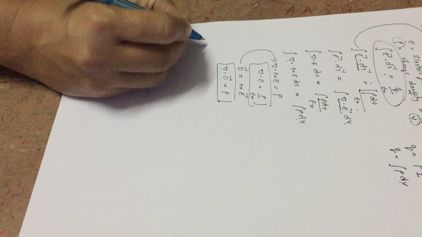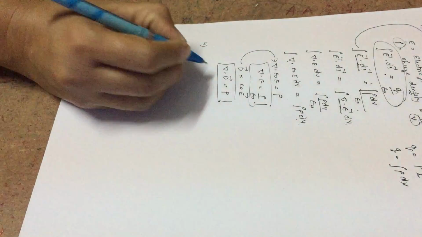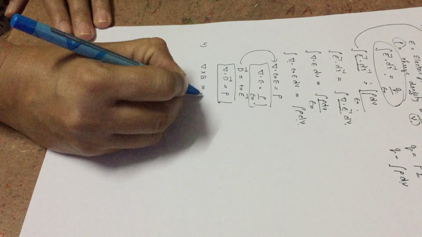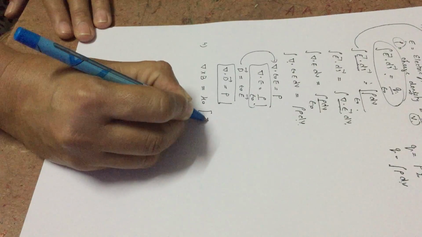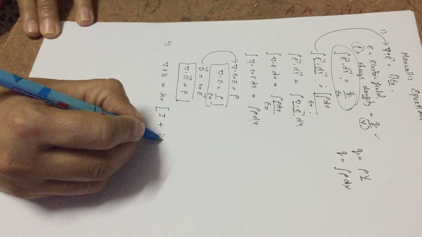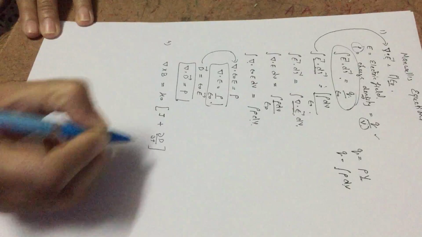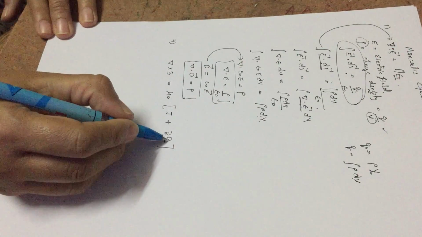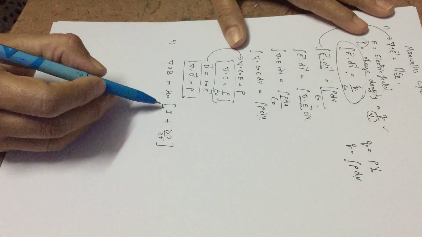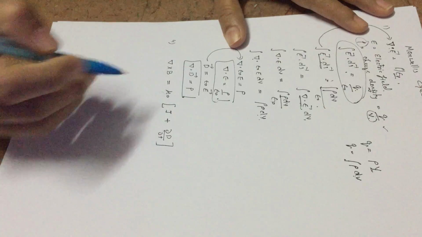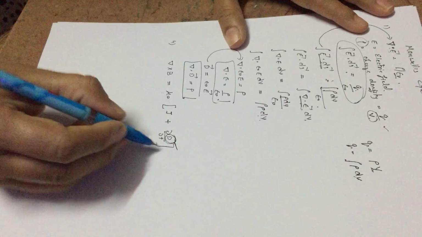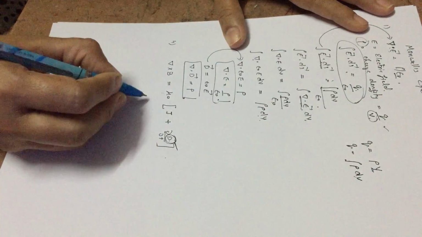Next, we are discussing our fourth Maxwell equation, that is del cross B is equal to mu naught times the current density plus the rate of change of the displacement vector with respect to time. This is our displacement current. Before we discuss this equation, we will first find out what our displacement current is.